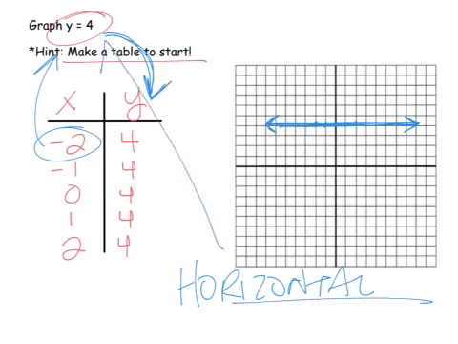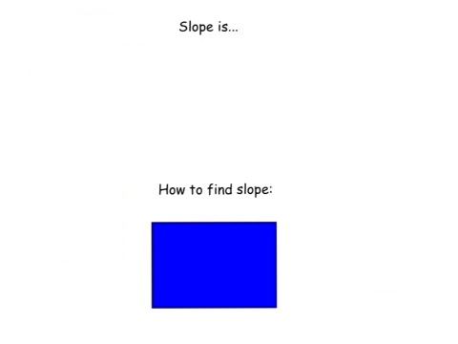Whenever you see a y equals, we'll get a horizontal line. So we graphed one of our horizontal lines. We're going to still get to vertical, but we also want to talk about slope today. And so think about what slope is to you, and go ahead and fill it out.